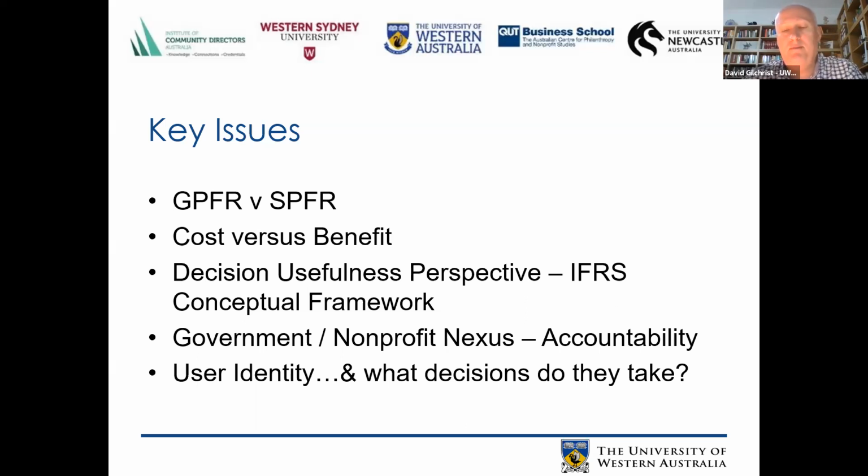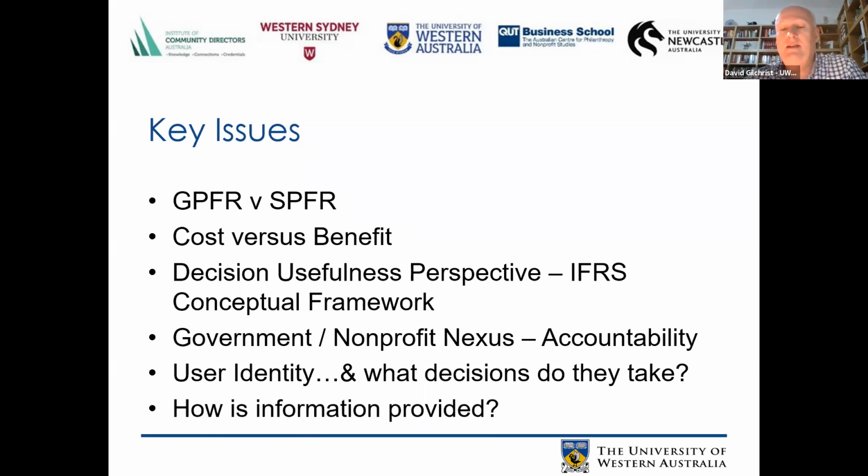This is where government provides a lot of money to charity organisations in Australia to provide services, and accountability in relation to those services is challengeable because we're not quite sure whether the government should be accountable for them or charities should be accountable for them. And finally, as I mentioned before, we don't really know who those users are for these reports or what decisions they actually take at the end of the day.